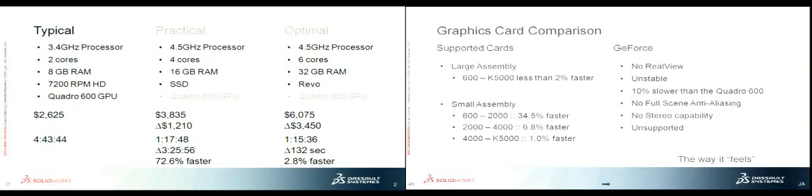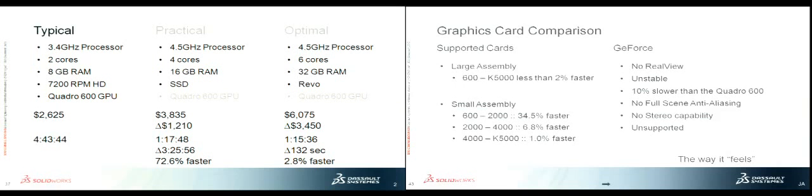The large assembly is over 10,000 components. The small assembly is somewhere between 200 and 300. And to me, the 200 to 300 range is what you're going to see typically for most users on a day-to-day basis. You aren't going to have that high level of assembly all the time.